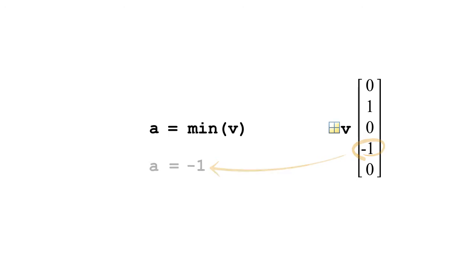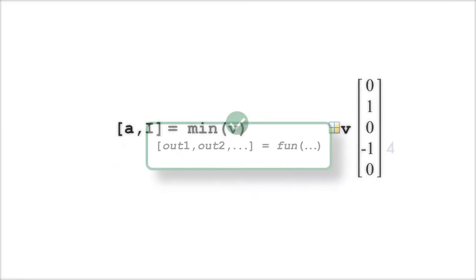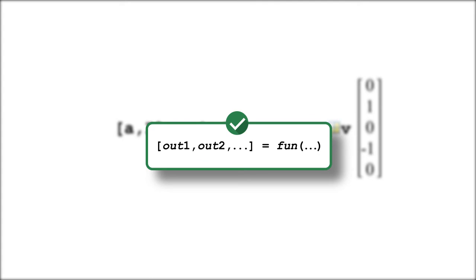What you may not have known is that the min function can also tell us the location of the smallest value. Here, it tells us the location is 4, since the smallest value of the vector is -1, which happens to be the fourth element of the vector. Many MATLAB functions can return multiple outputs by asking for them individually, inside a set of square brackets.